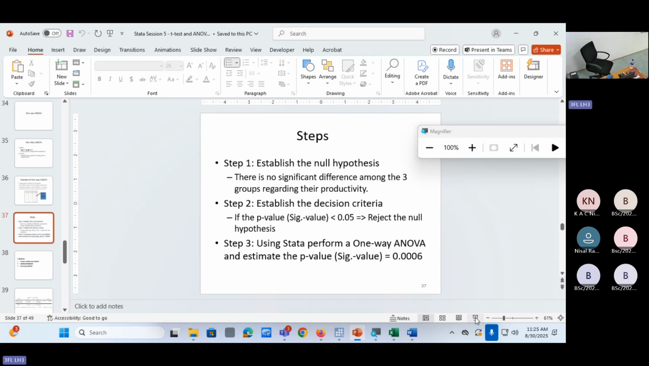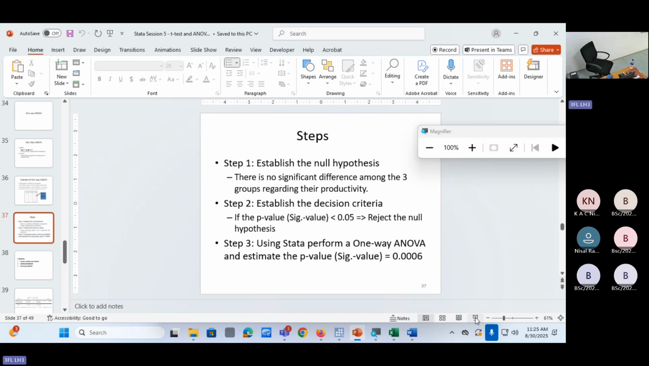Then establish the decision criteria. If the sig value or the p value is less than 0.05, reject the null. That was the decision criteria that we have throughout. The decision criteria is always the same: sig value is 0.05, reject.